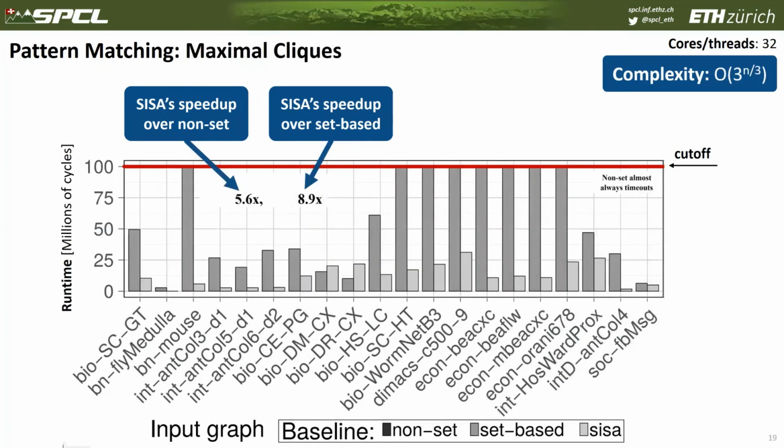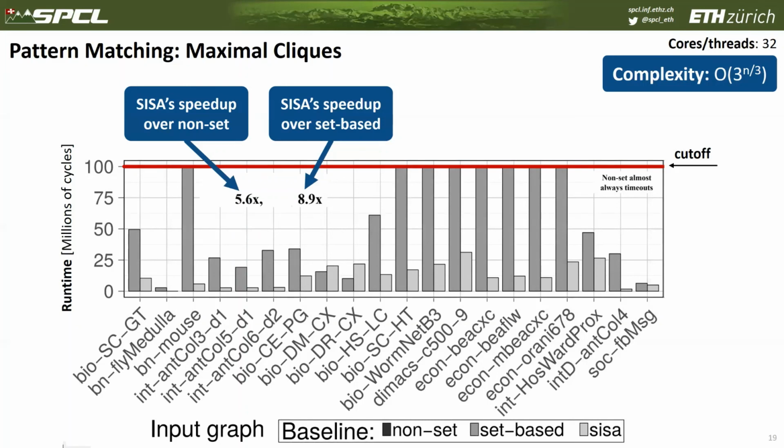And finally, we also have the very computationally hard problem of maximal cliques listing, which comes with very high complexity. Here we can see that the cutoff that we are using to eliminate runtimes which are too long shows that non-set is not finishing within the time frame that we have, and SISA again has consistently, in almost all the cases, the highest performance, again really outperforming this simple set-based variant that is not using hardware acceleration, PIM acceleration.